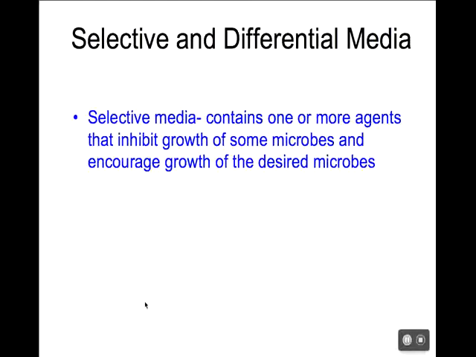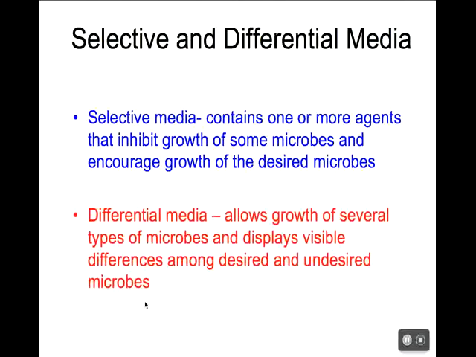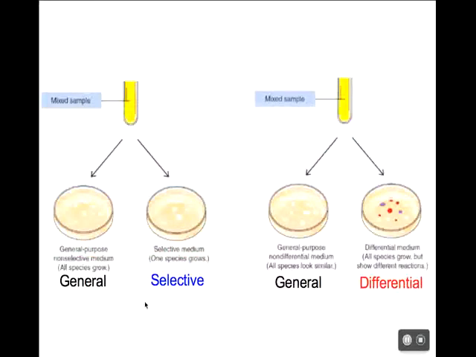Only certain microbes grow on selective media. It's selecting for certain ones. A differential media allows the growth of several types of microbes, but it displays differences between the different types. So in selective media, only one kind of organism grows. In differential media, everybody grows, but somehow they look different, so you can differentiate between them.